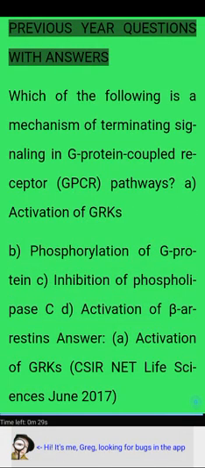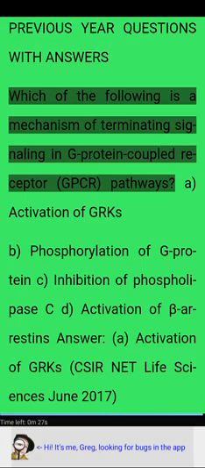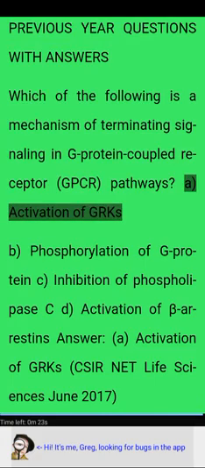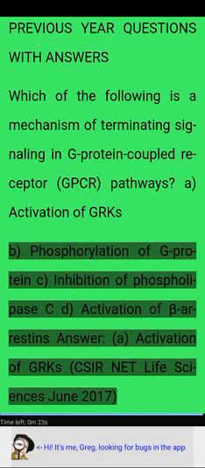Previous year questions with answers. Which of the following is a mechanism of terminating signaling in G-protein coupled receptor (GPCR) pathways? A. Activation of GRKs. B. Phosphorylation of G-protein. C. Inhibition of phospholipase C. D. Activation of beta-arrestins. Answer. A. Activation of GRKs. CSIR NET Life Sciences, June 2017.